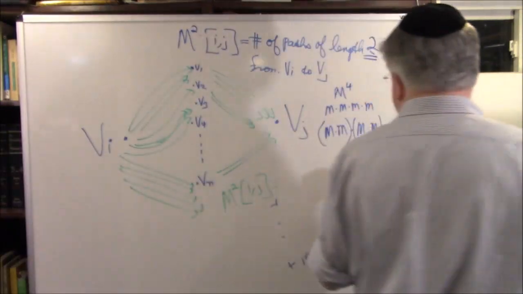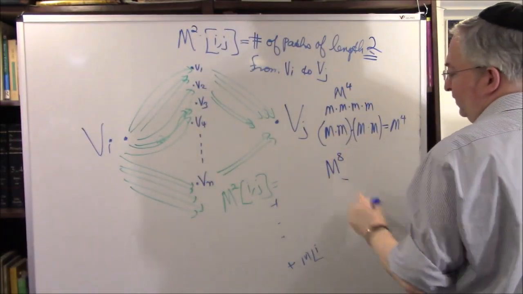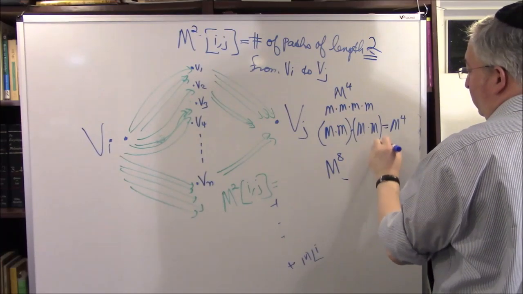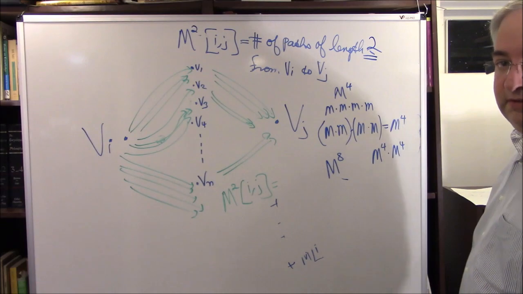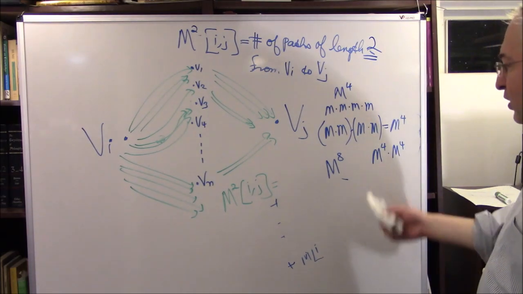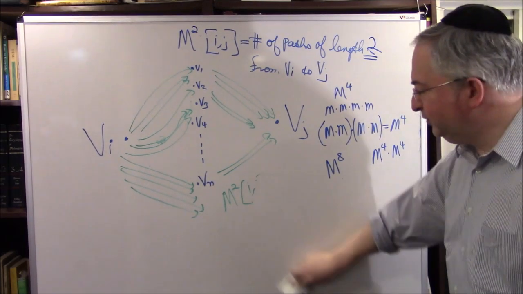And guess what? If I asked you for M8, it's very simple. It's M4 times M4. So you just have to do 1 more multiplication, you get M8. So that's a very quick way of doing things.